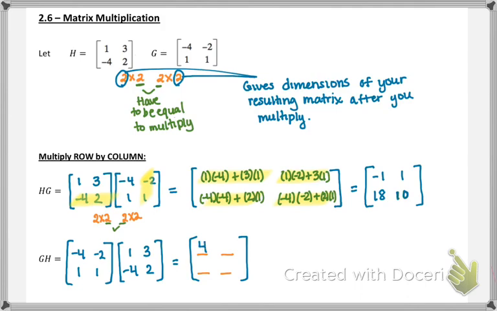Okay, moving on to the next element is in the first row, second column, always row by column. First row, second column. So we're going to multiply the first row by the second column. Negative 4 times 3, that's negative 12. Negative 2 times 2, that's negative 4. Negative 12 plus negative 4 is negative 16. So negative 16.